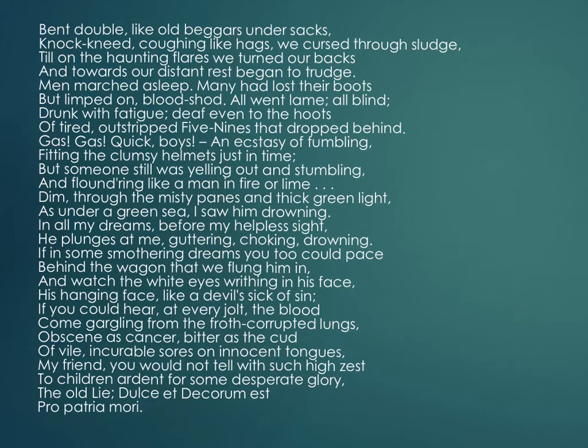Gas! Gas! Quick, boys! An ecstasy of fumbling, fitting the clumsy helmets just in time, but someone still was yelling out and stumbling and floundering like a man in fire or lime. Dim through the misty panes and thick green light, as under a green sea, I saw him drowning. In all my dreams, before my helpless sight, he plunges at me, guttering, choking, drowning.